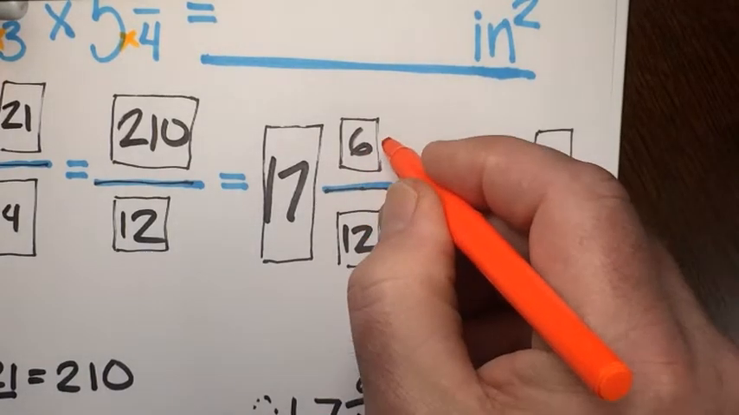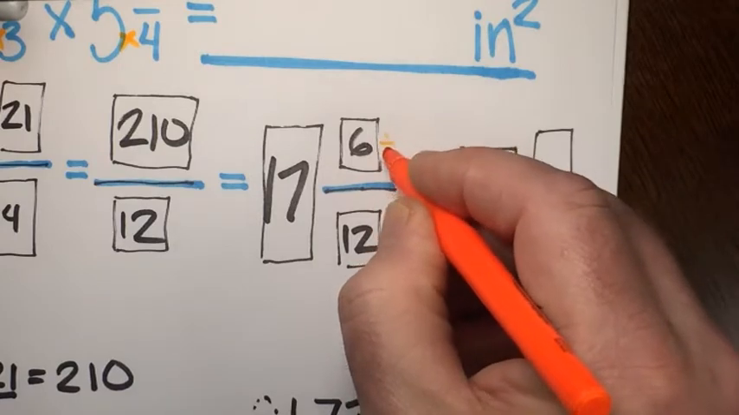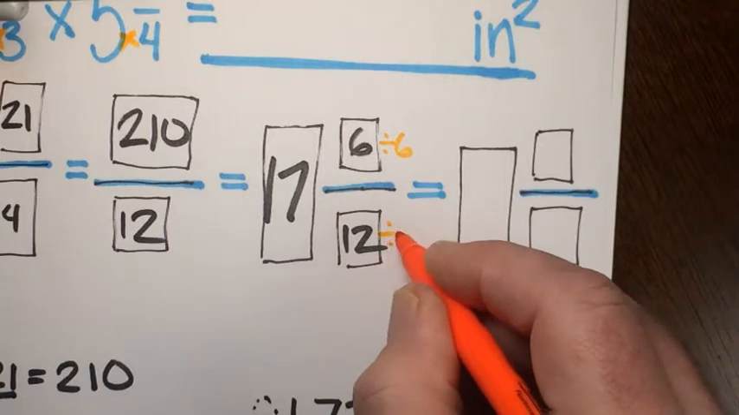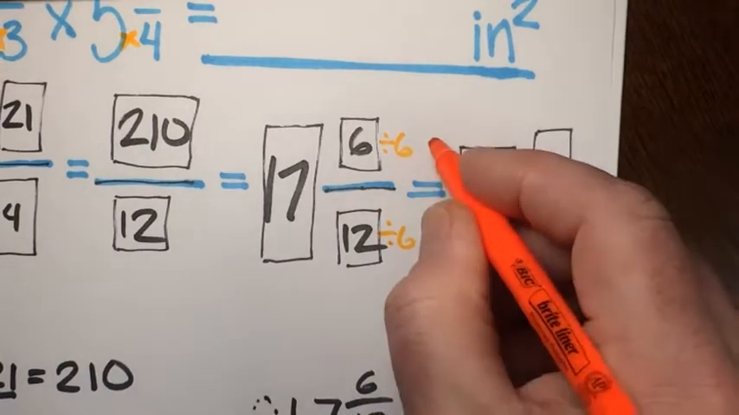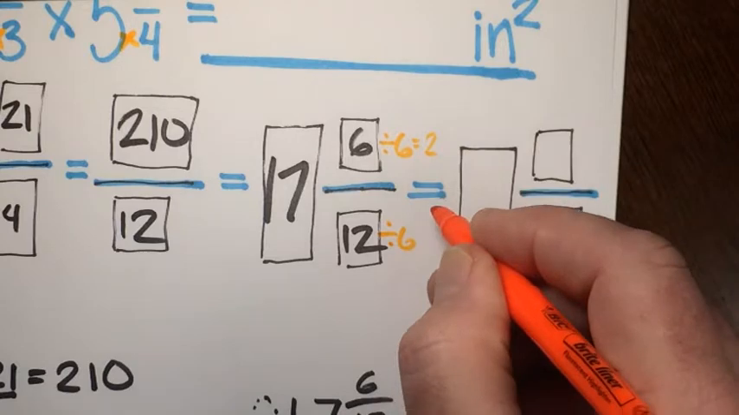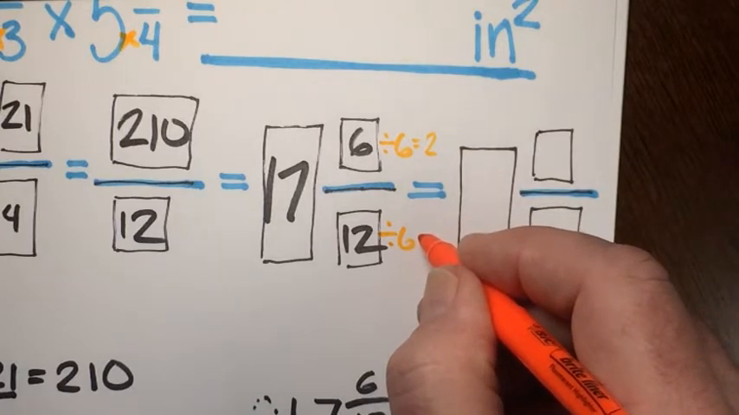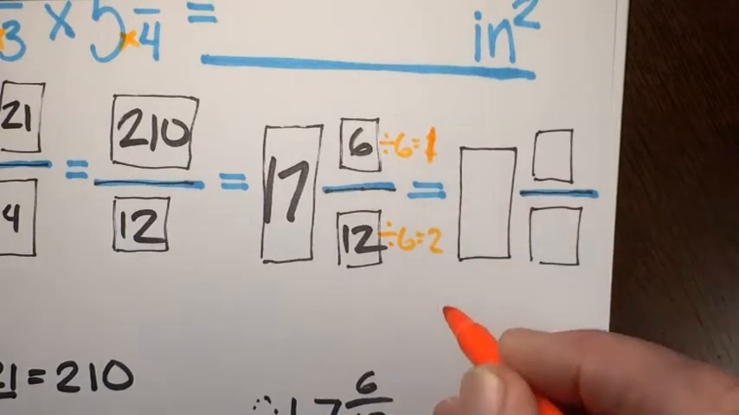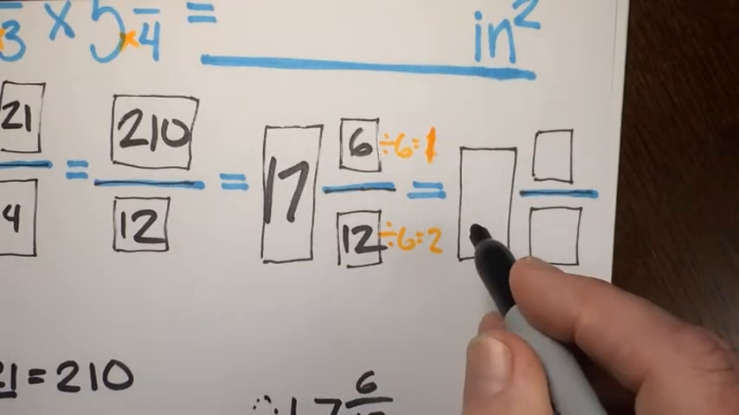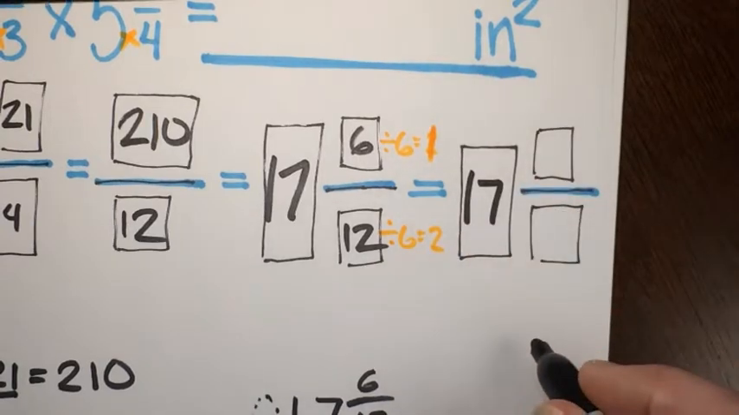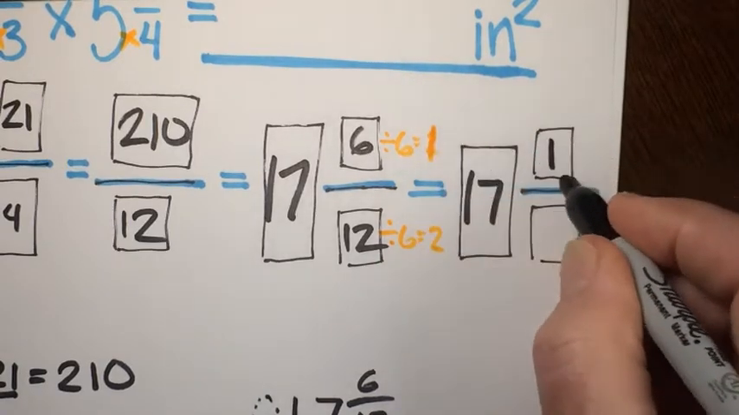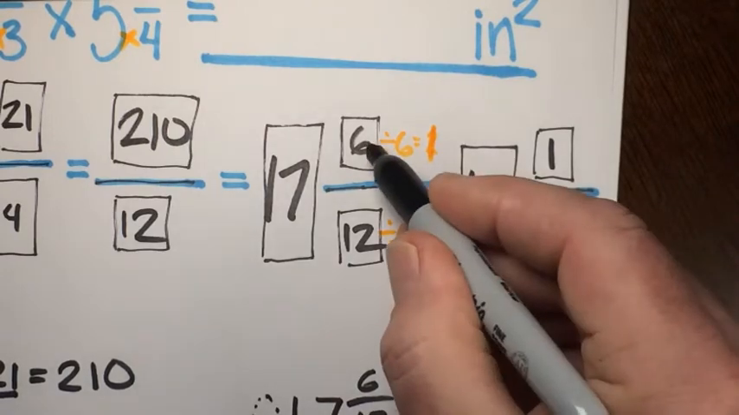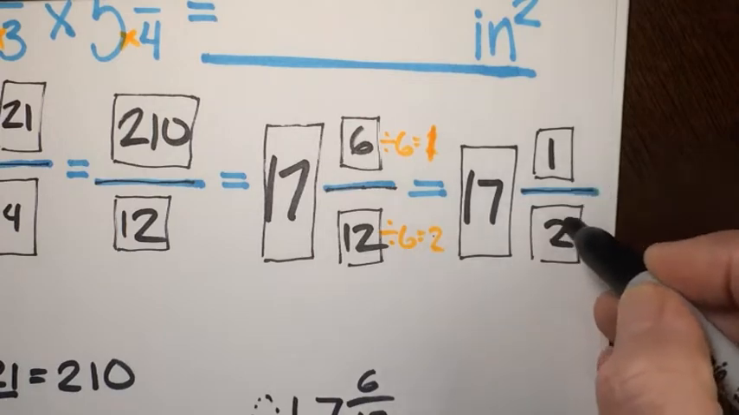For this one, I can divide 6 by 6. I can also divide 12 by 6. That'll give us a 1 there, sorry, a 1 there. And that'll give us a 2 there. So that means we'll still have 17 whole numbers, but we'll have the 1 and we'll have the 2 there, which makes sense because 6 things out of 12 would be a half.